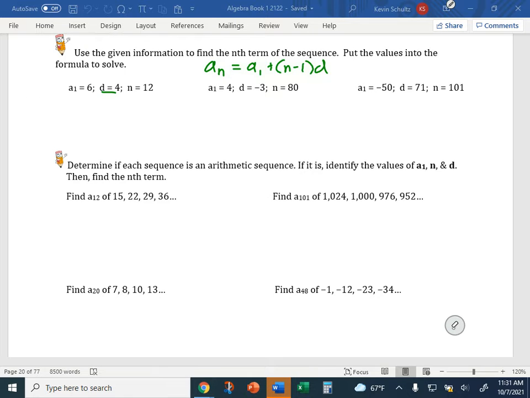So our first term is 6, okay? Our common difference is 4, our pattern, and the number of the term we're trying to find is 12. So in our formula, our answer will be the first term, 6, plus n minus 1 times 4. There's the formula. Put that into your calculator so you can practice entering it in and making sure you get the correct answer. Because you can use a calculator on this part of the test tomorrow.